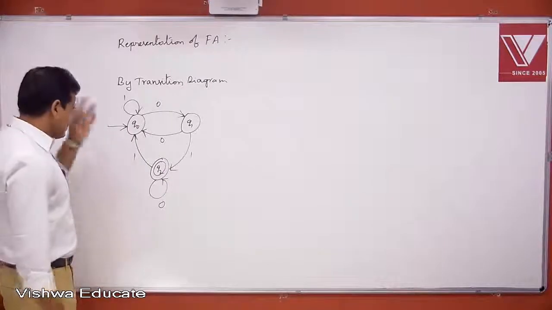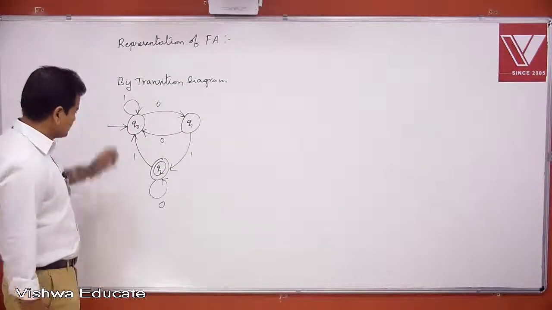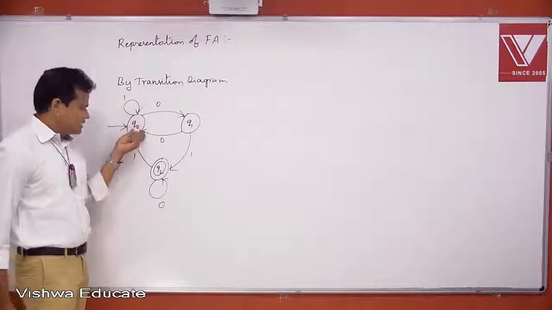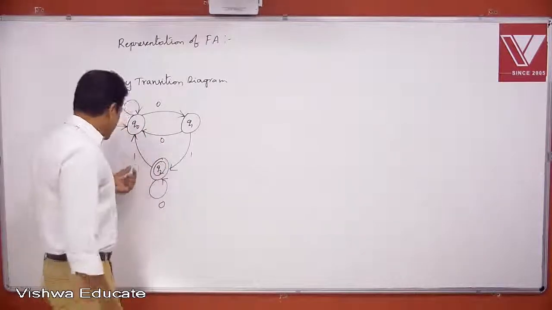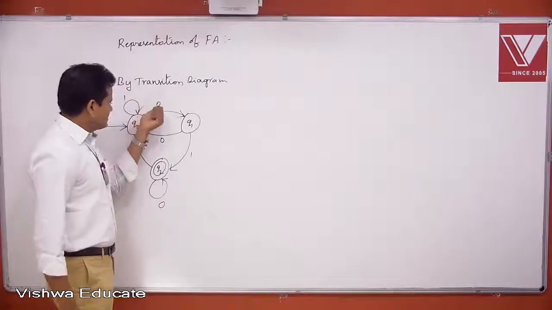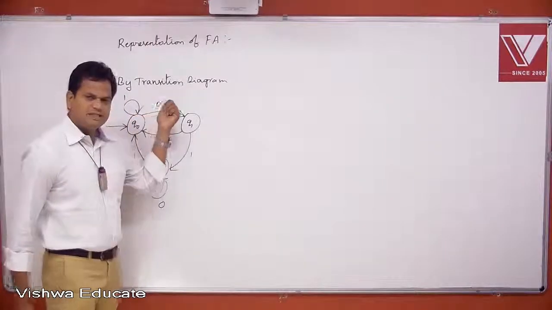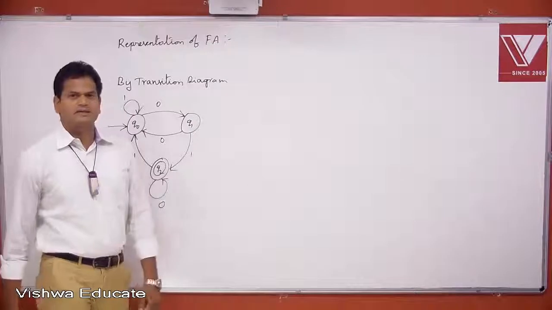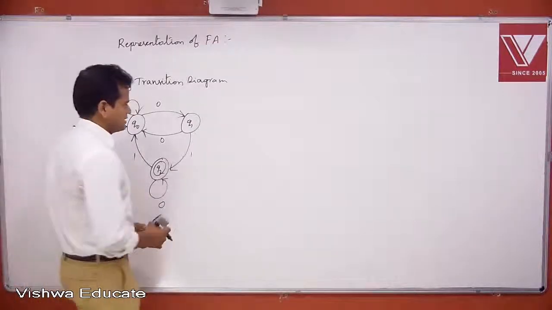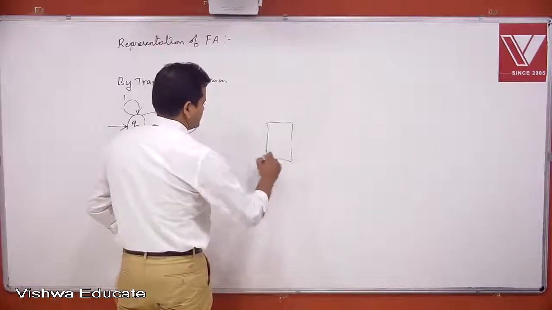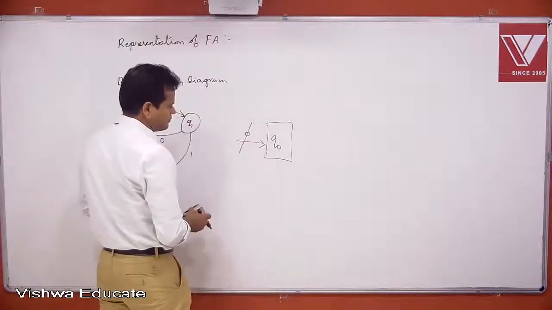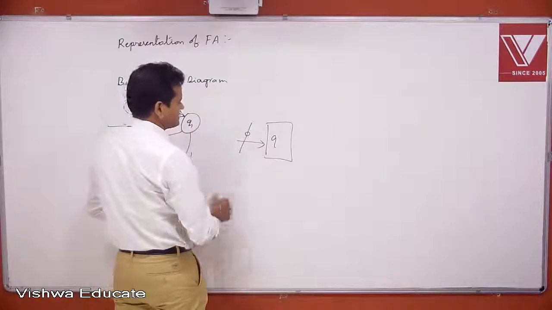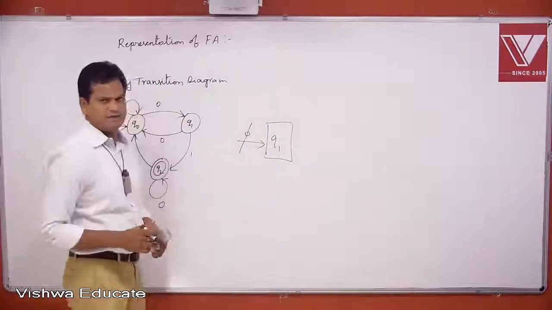What is the meaning of these directed edges? Suppose the machine is in Q0 state, and if input 0 is given, the machine changes to state Q1. That's the meaning. Means if the machine is in Q0 and input 0 is given, after taking this input 0, the machine changes to the state Q1. That's the meaning of this one.